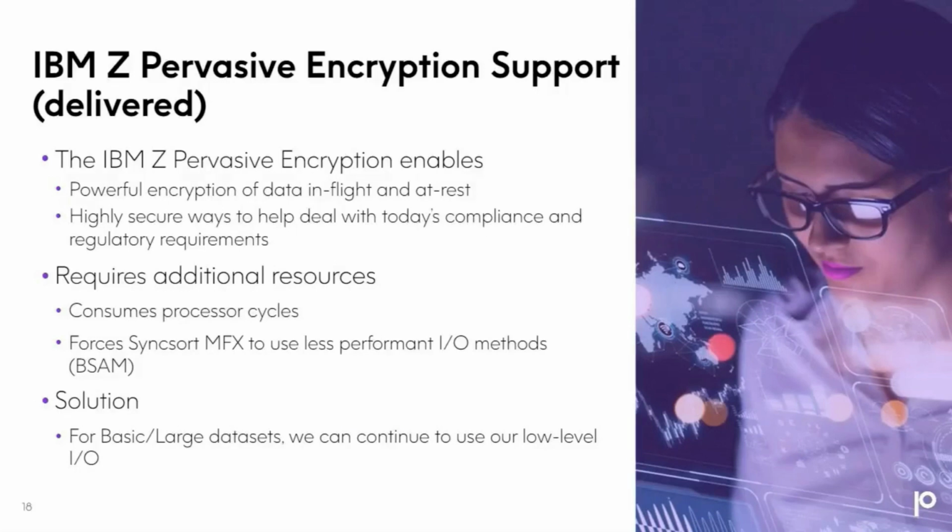We've seen great performance improvement from our benchmark testing, and although mainframe customers love the encryption approach, no one really likes the additional resources. But with SyncSort MFX alone, we've seen up to 45% CPU and 40% elapsed time savings. And combining MFX with SyncSort ZP Saver capabilities, we've seen up to 80% CPU and 40% elapsed time savings. And I will reiterate this, that this is only for the basic and large data sets where we continue to use our low-level I/O.